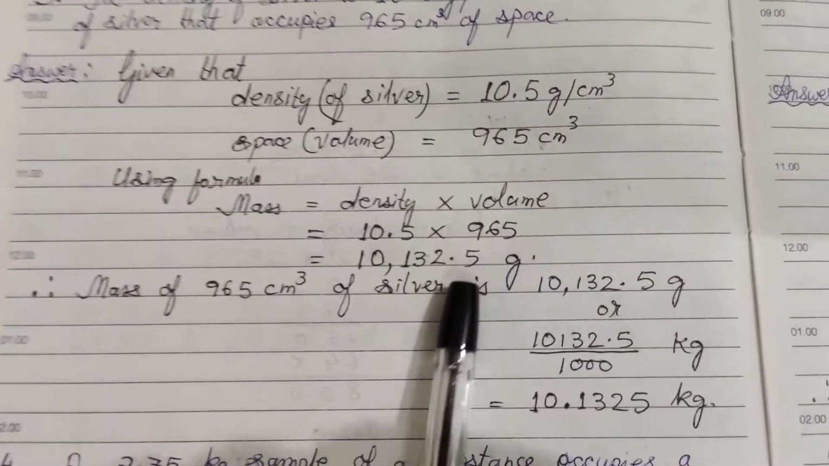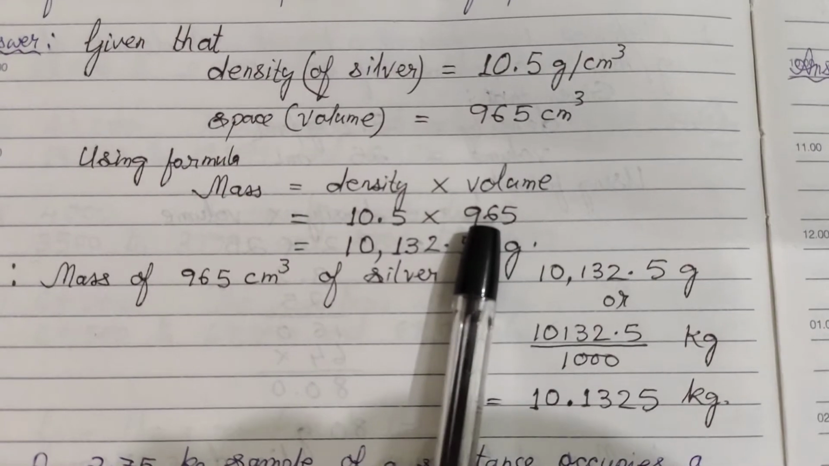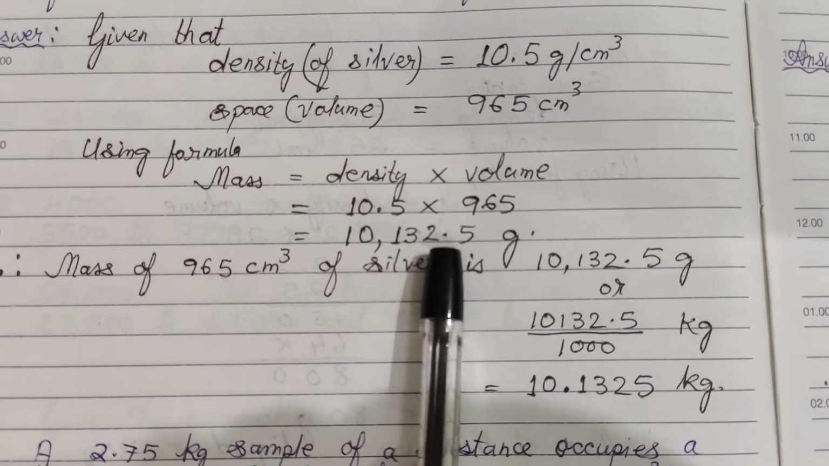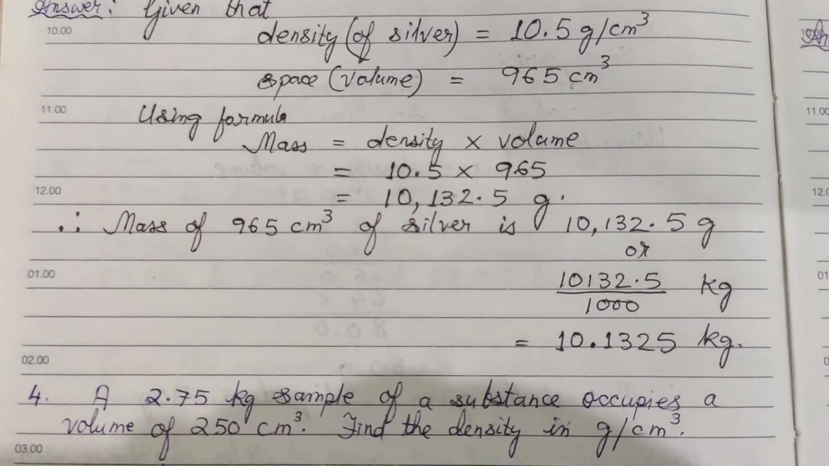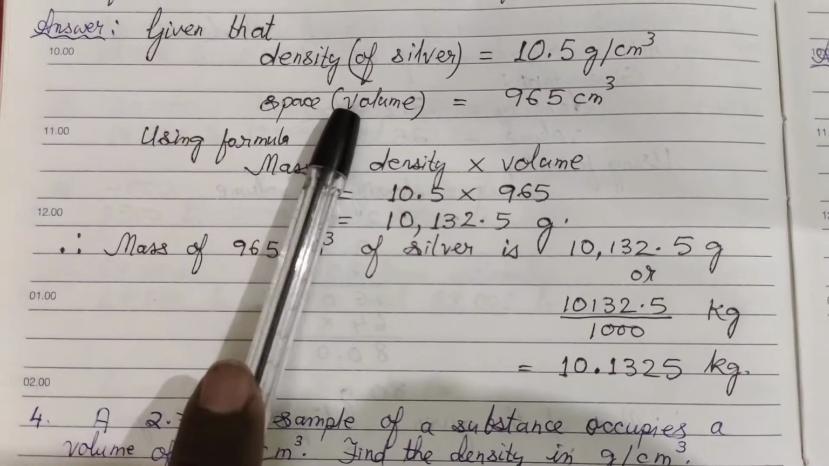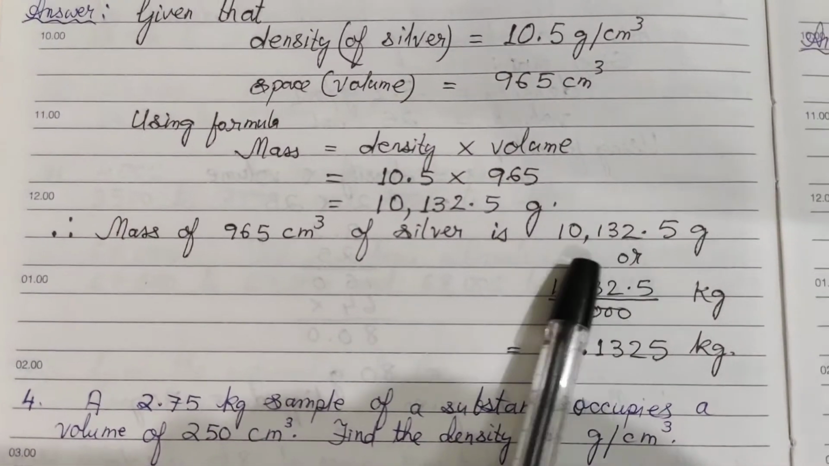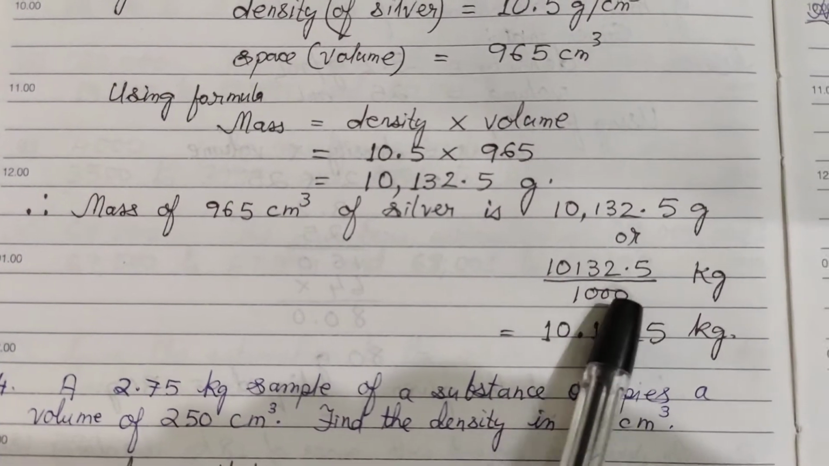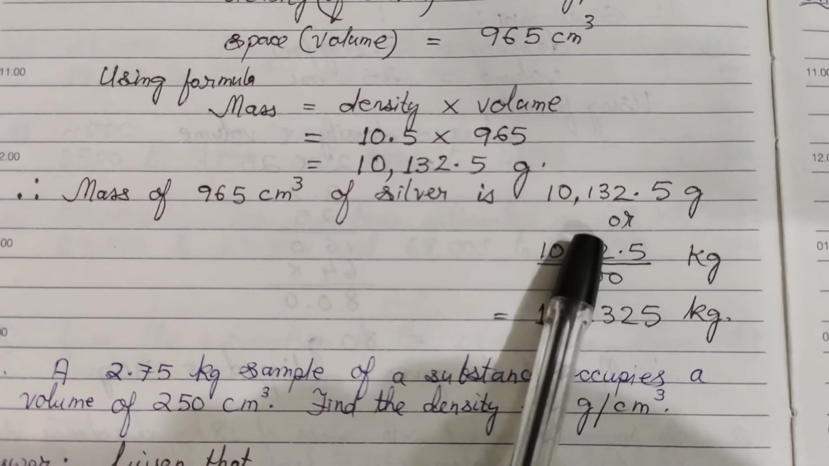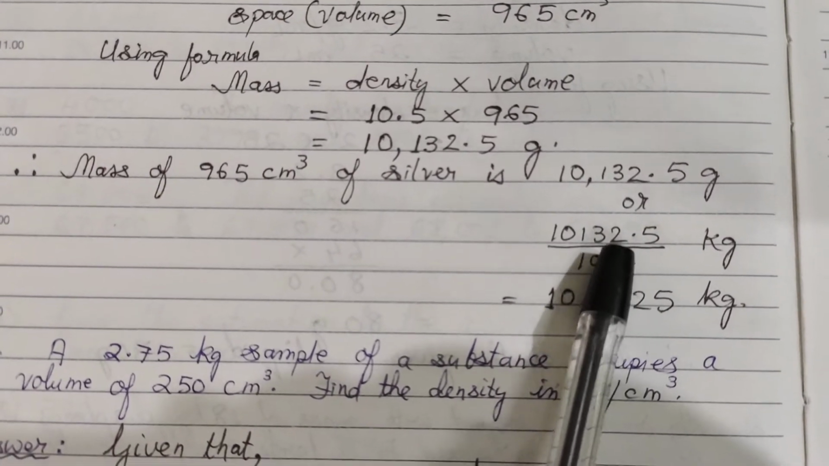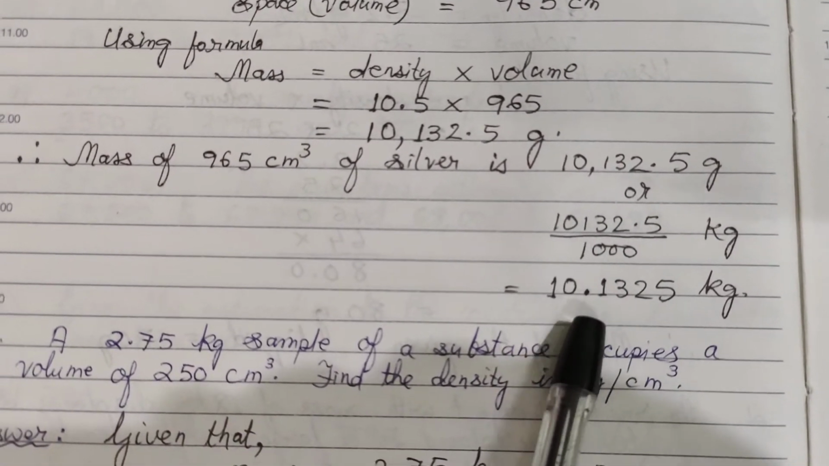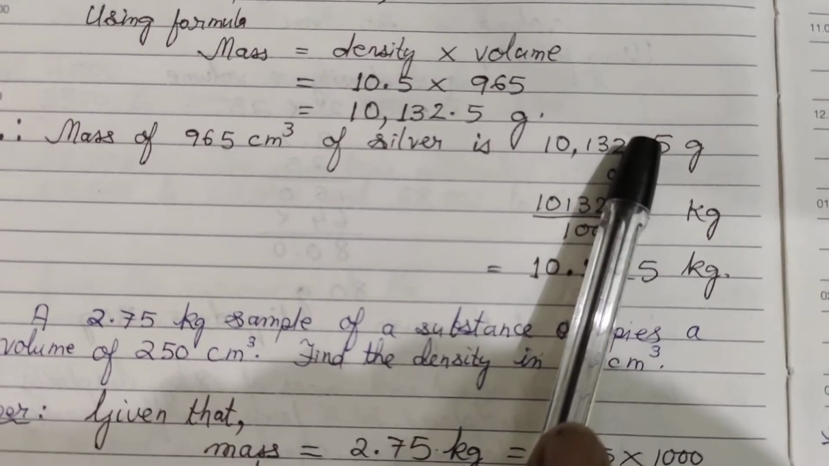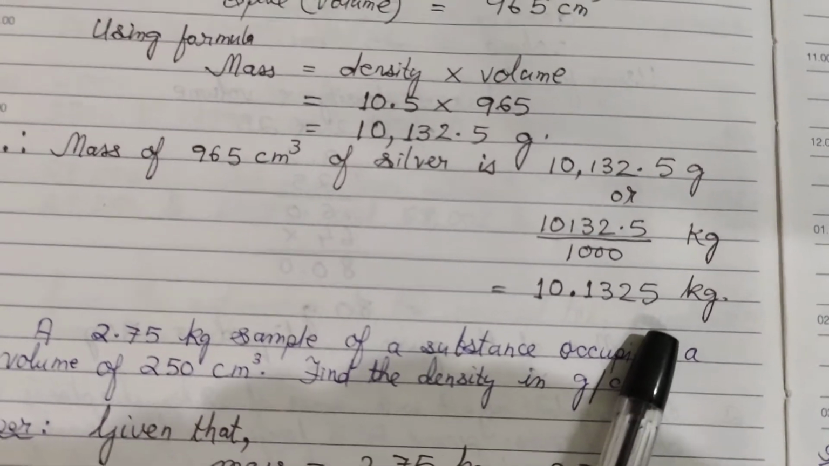So first we will calculate 10.5 into 965. I have used a calculator over here. It gives 10,132.5 gram. This will be the mass of this silver whose volume is this much. This is given in gram. We can convert gram to kilogram by dividing by 1000. In 1000 we have 3 zeros, so the point will shift this side 3 times. 1, 2, 3. So the point will come here, next to 10. So 10.1325 kilogram. So the mass is converted from gram to kilogram.